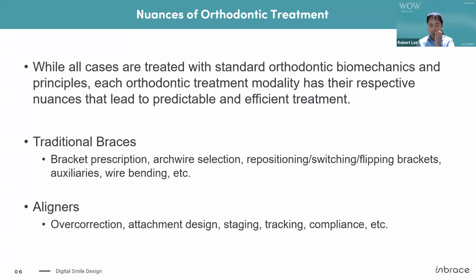The gold standard for aligner courses is one that takes 16 weeks, 18 weeks, 40 hours long. The AAO has an entire column set for just aligner lectures. So aligners have a lot of nuances to them. You have to understand overcorrection, the attachment design, your staging. How do you deal with cases that are not tracking properly? How do you deal with compliance? So there are a lot of nuances to aligners too, to really predictably and efficiently treat with them.